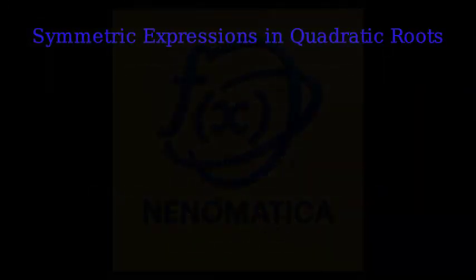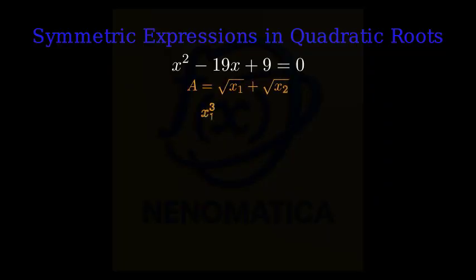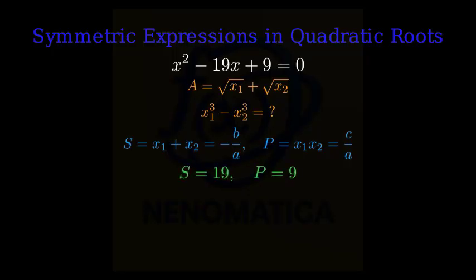Example. We will use symmetric expressions in the roots of a quadratic. Let x1 and x2 be the roots of the equation x squared minus 19x plus 9 equals 0. We will find, first, A which is the square root of x1 plus the square root of x2, and second, the value of x1 cubed minus x2 cubed. From Vieta's formulas for ax squared plus bx plus c equals 0, the sum s equals x1 plus x2 equals negative b over a, and the product p equals x1 times x2 equals c over a. Here a equals 1, b equals negative 19, c equals 9. So s equals 19, and p equals 9.